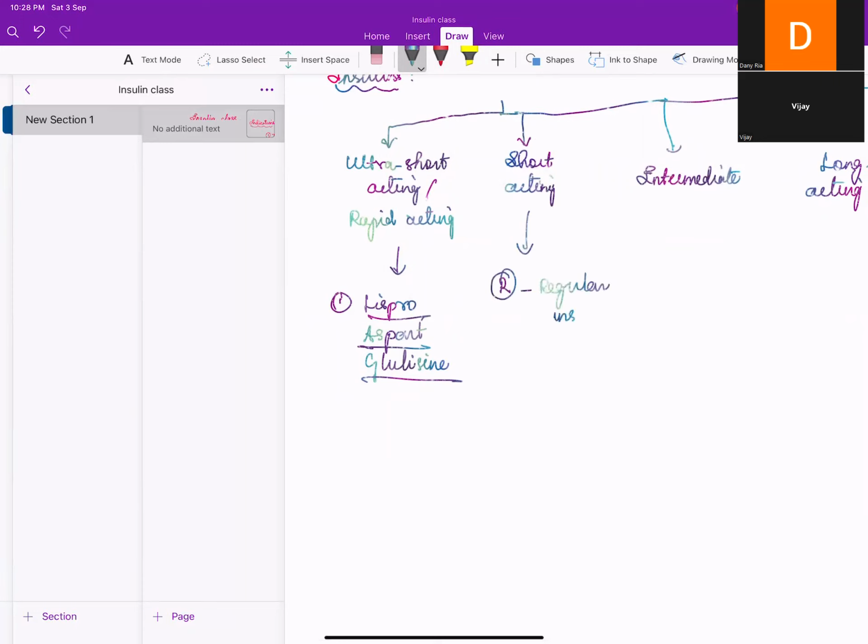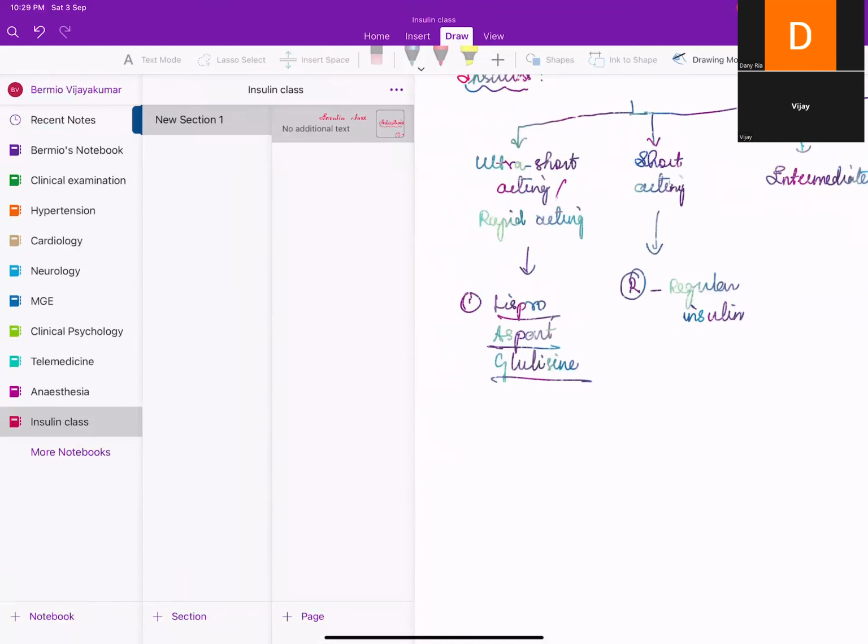Sir, can you please close these side windows? Side windows cannot be closed. It will expand only.